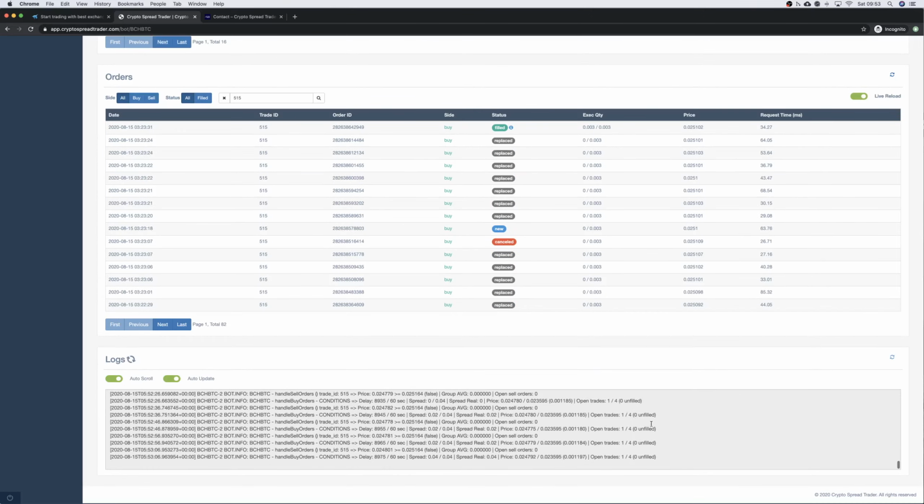Here now you have the logs. I encourage you to have a look. You will understand maybe better. So here's the condition. The current price, is it bigger? This is the sell order. This is the target price. If the actual price is bigger or equal to the target price, then the order will be triggered.